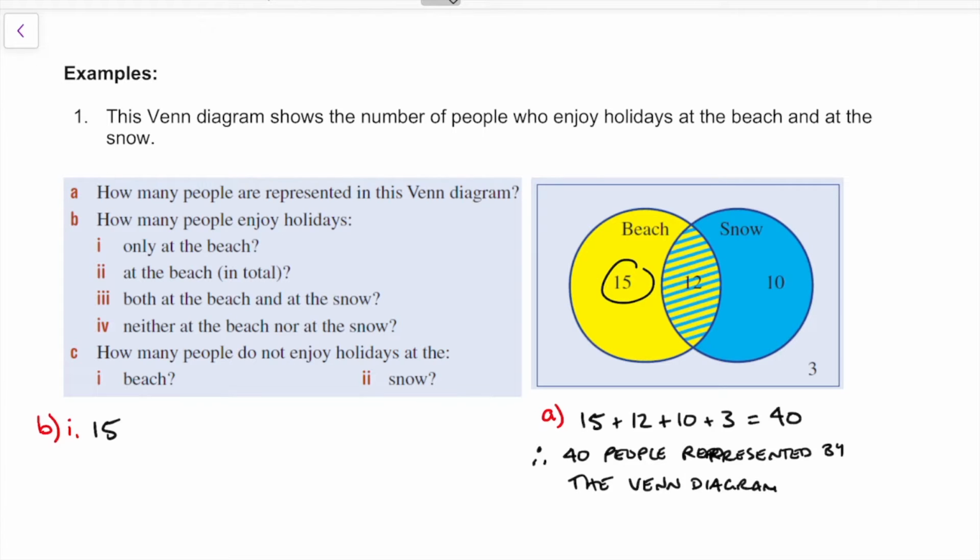Okay. What about the people that like the beach? So we're looking for the total people now that like the beach. And that's going to be both of those numbers put together. It's the 15 plus the 12. And that's going to equal our 27. So 27 people like the beach, 15 of whom only like the beach. Okay, so language is important here.